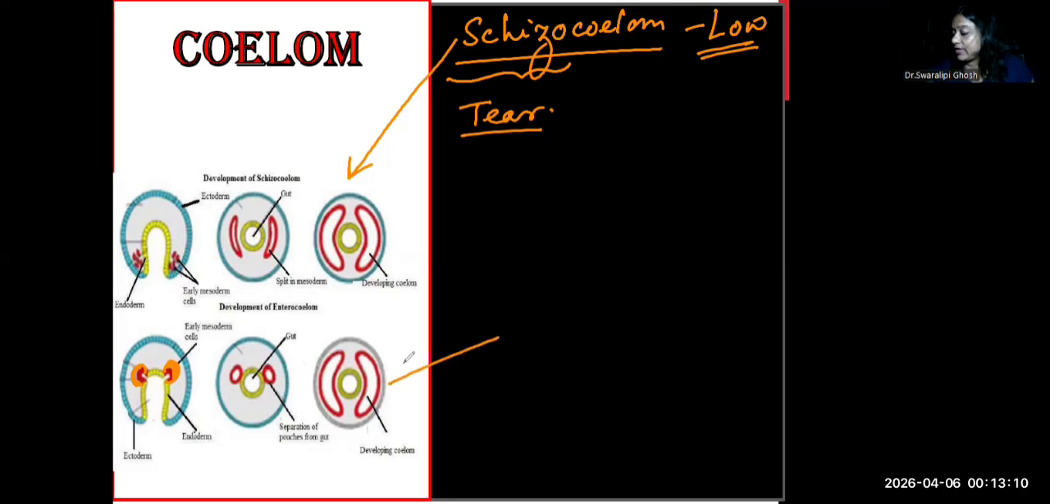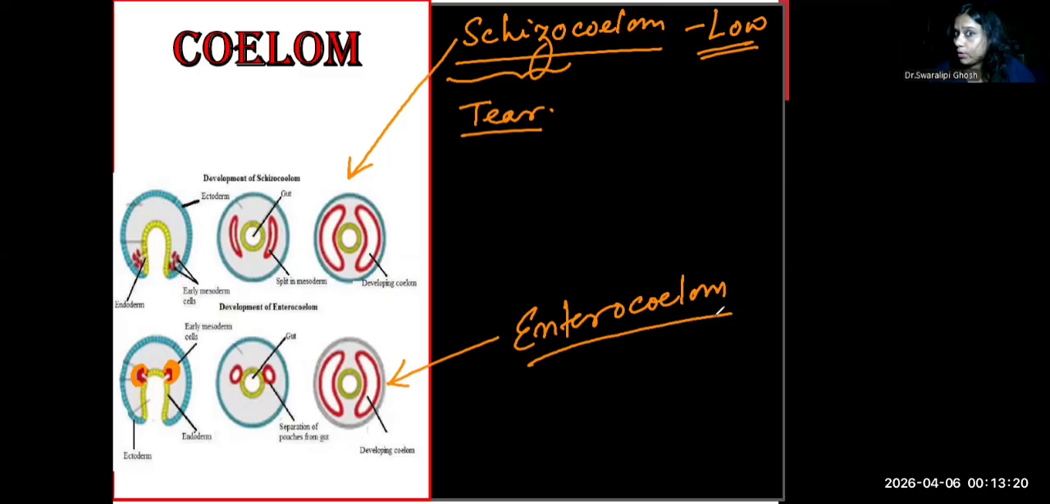And next, when we say enterocoelom, it has been formed along the gut wall. The word enteron means gut. So it has been formed along the gut wall, which means this is a higher order characteristic.